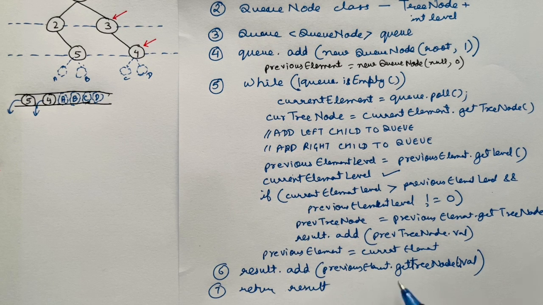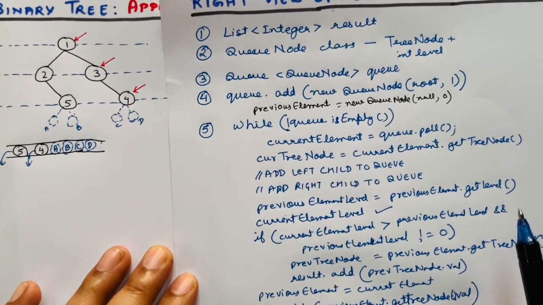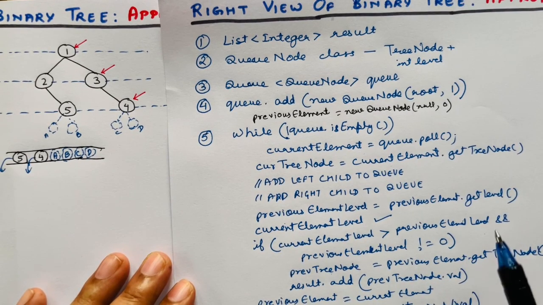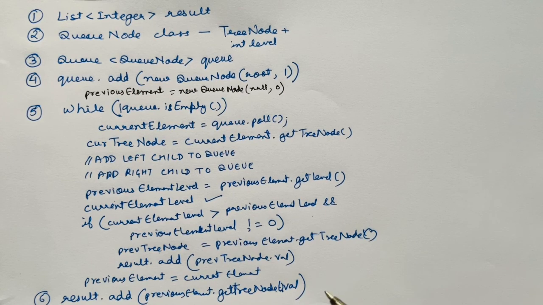So we will have to add that separately, and then we will have to return the result. So this completes our algorithm of finding the right view of binary tree using this level order traversal. What will be the time and space complexity of this algorithm? The time complexity will be big O of n, where n is the number of nodes in the tree. Why? Because every node in the tree is traveled just once. Therefore, time complexity is big O of n.